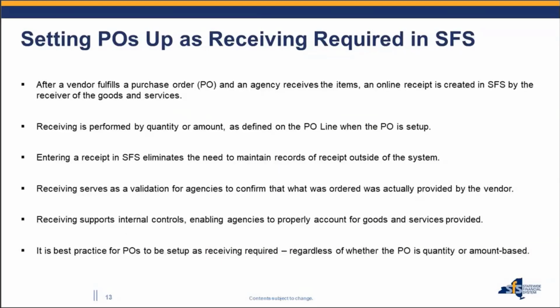Okay, so setting up your purchase orders as receiving required. Alex mentioned this, and I touched on it a little bit earlier. This is best practice to set up your POs as receiving required. After a vendor fulfills your purchase order and the agency receives the item, we want to create an online receipt within SFS to identify that you have indeed received those goods or those services from that vendor. Ideally, these receipts would be created within 1 to 2 business days of the actual receiving taking place.